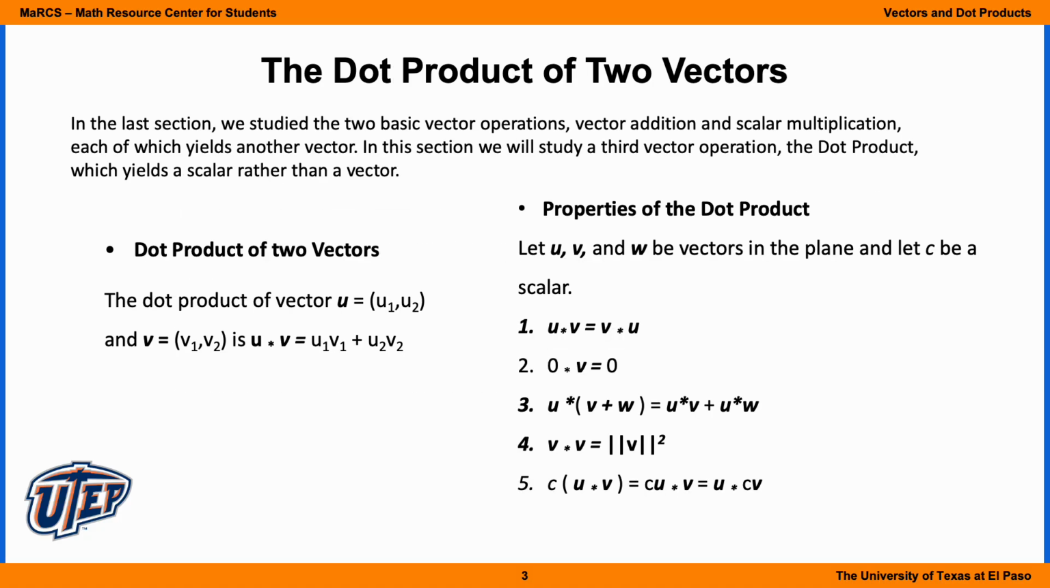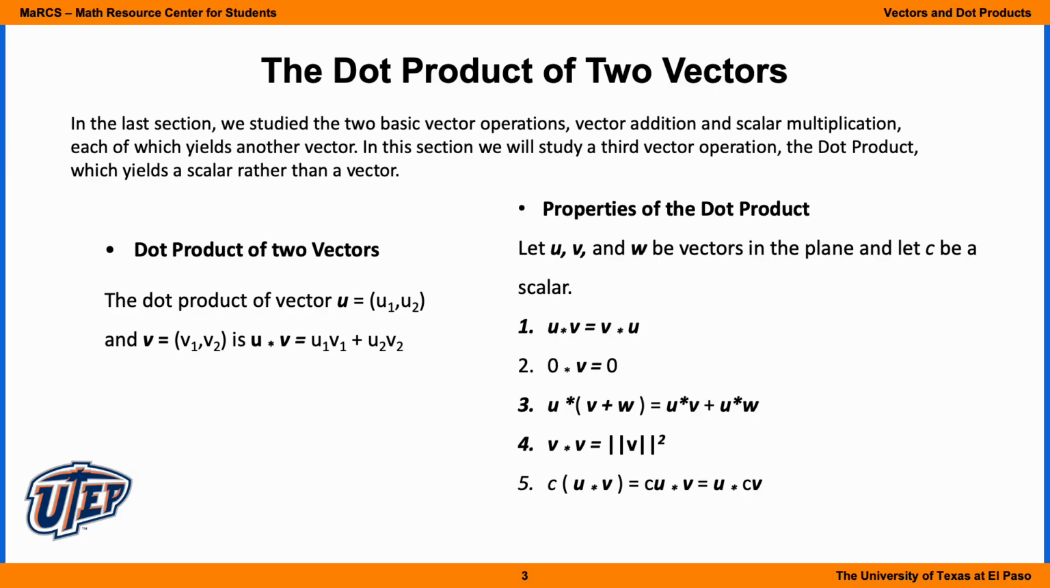In the last section, we studied the two basic vector operations, vector addition and scalar multiplication. So each of these operations yielded another vector. In this section, we'll be going over the third vector operation, the dot product, and this operation will yield a scalar rather than a vector. So we'll get one number as opposed to a vector with multiple components.